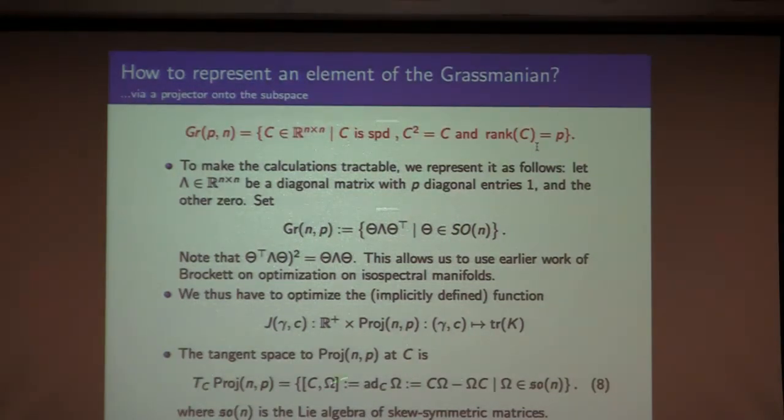The part I skipped from the previous slide is the following. Compute here, and it's a fairly standard computation, the tangent space of the space of projectors. These are the allowable variations to my function. If I take variations like this, then I'm sure that I will stay in the manifold of projectors.